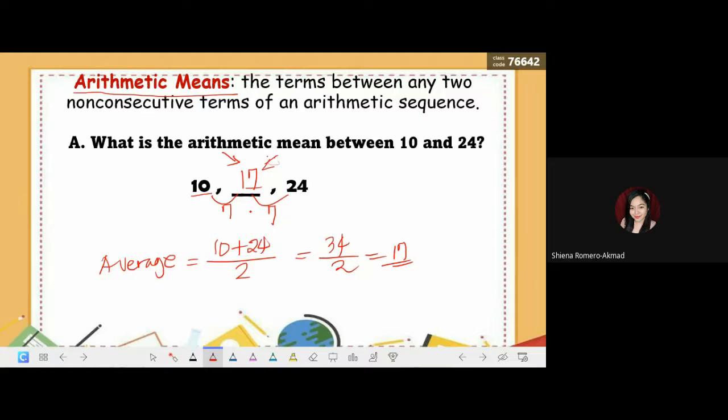Okay? So, like for example, ewan ko kung sasakto to. 11, 45. Tingnan natin kung sasakto. Sige nga. Ano yung middle term between 11 and 45? Papasok yan. Ano yung middle term ng 11 and 45? So we'll use the average. The formula for average.